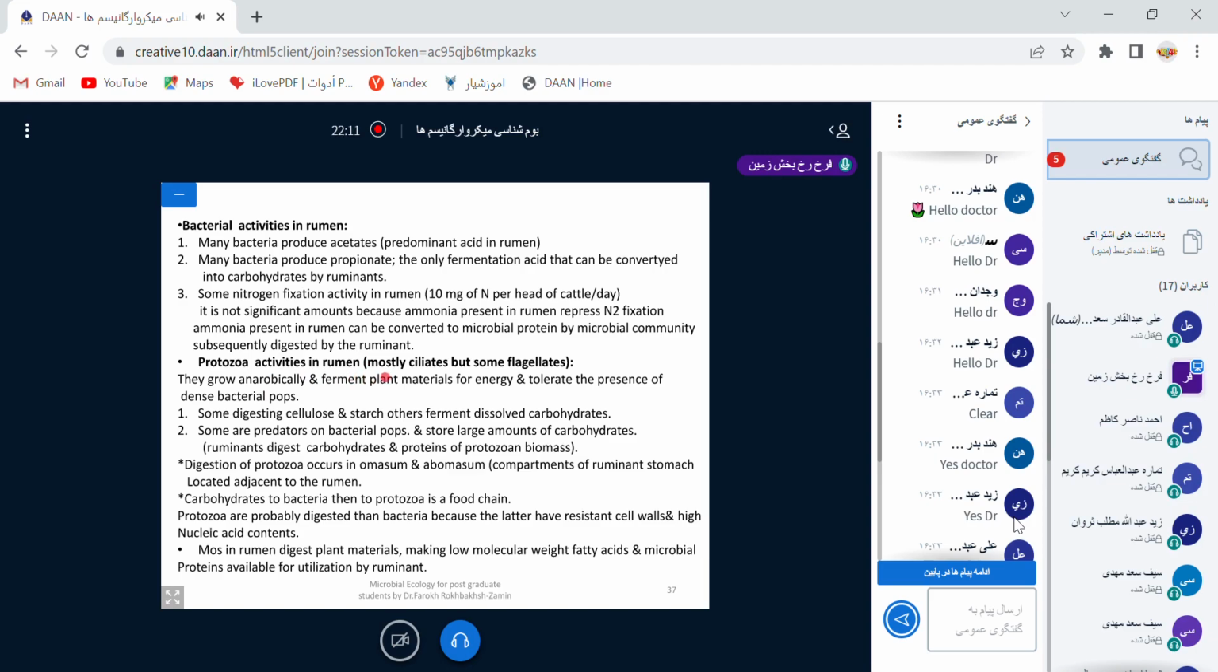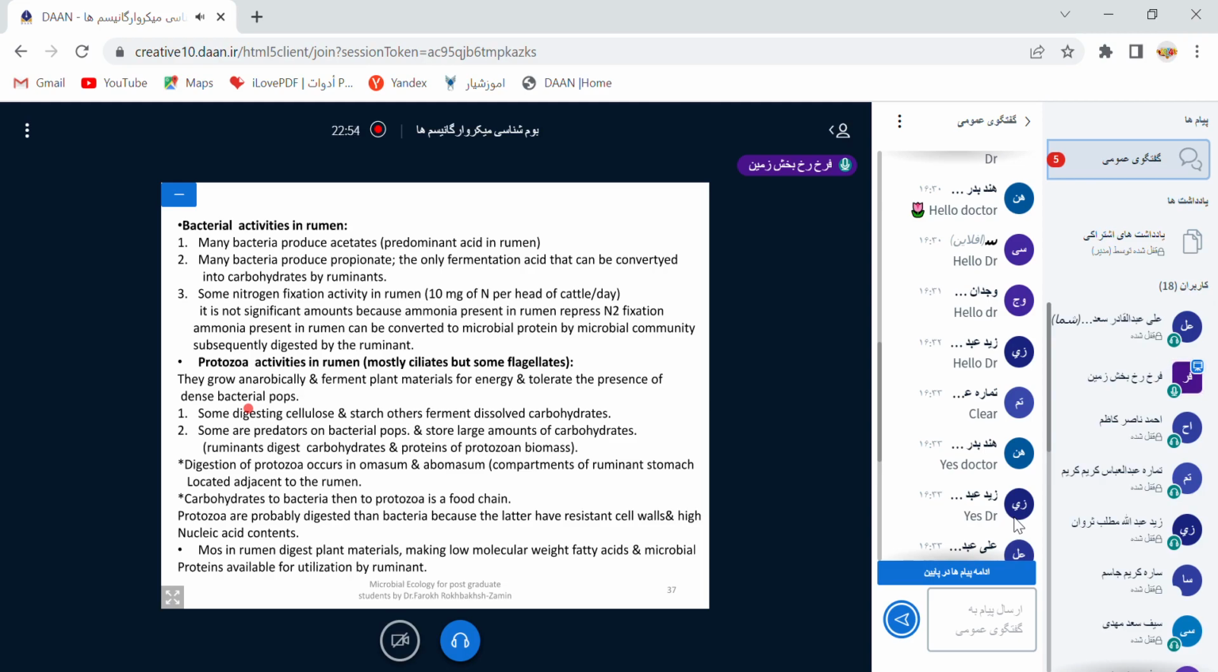Protozoa activities in the rumen: mostly ciliates, but some flagellates are also present. They grow anaerobically and ferment plant materials for energy and tolerate the presence of a dense bacterial population. So protozoa don't feel bad by the presence of large amounts of bacteria because they don't go into competition with bacteria. Bacteria receive cellulose and use it, and protozoa do it so.